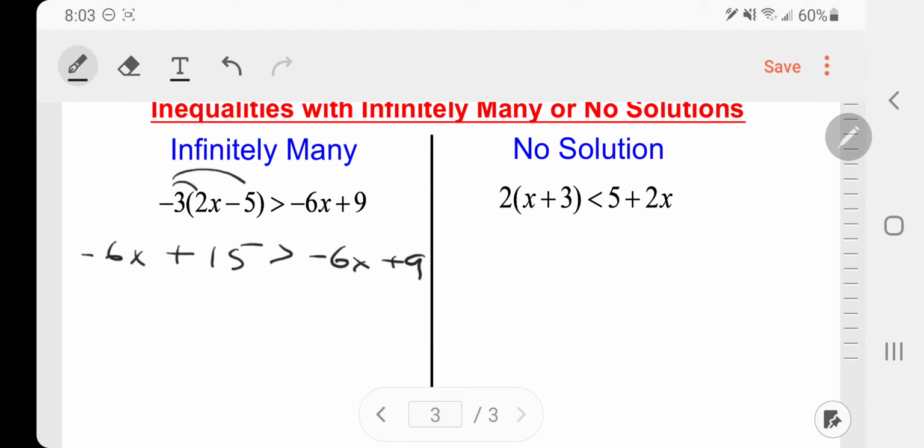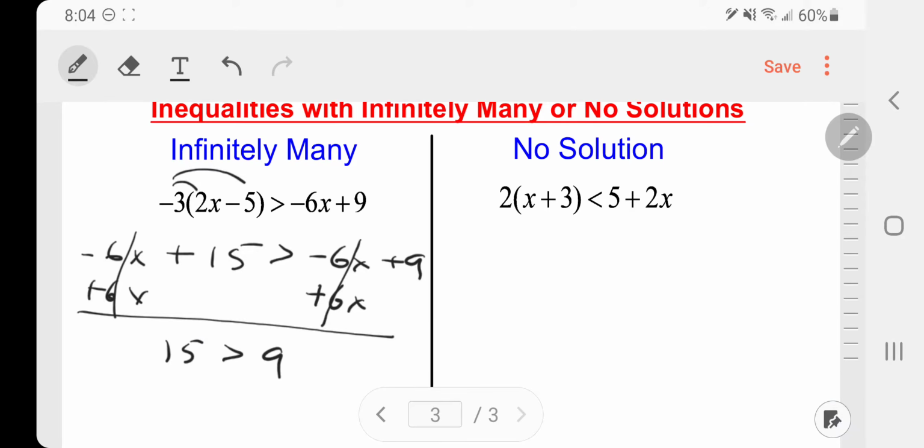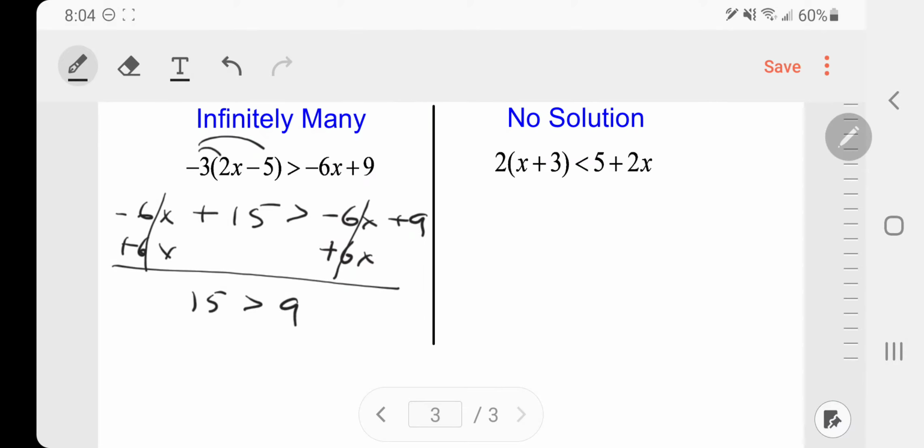All right, now let's go ahead and try to solve this. We know we want to get our variables to the same side, and we're going to see what happens in this step. I'm adding 6x on both sides. Now, the x's cancel out, and what I'm left with is 15 is greater than 9. Now, when you get to this step, when your x's cancel out, you can only have two options here. It's either going to be all real numbers or it's going to be no solution.